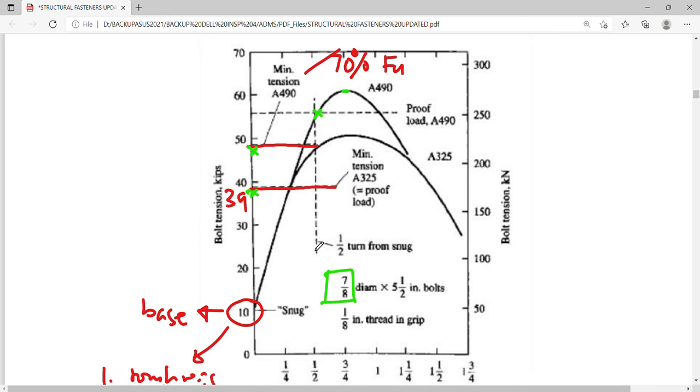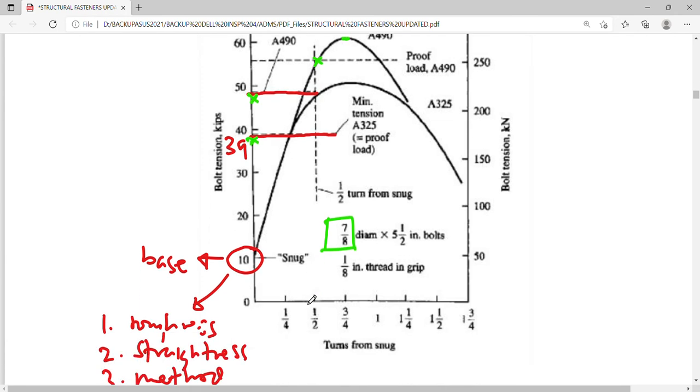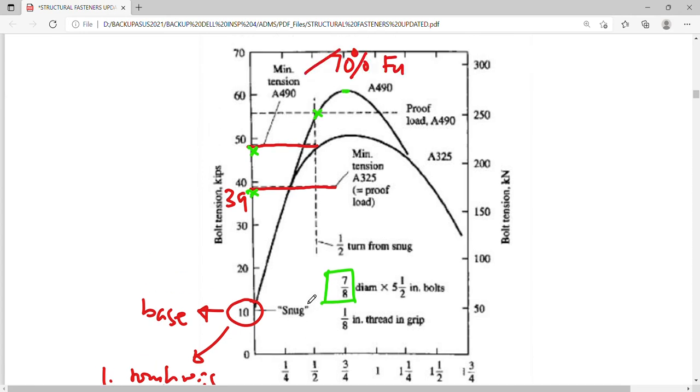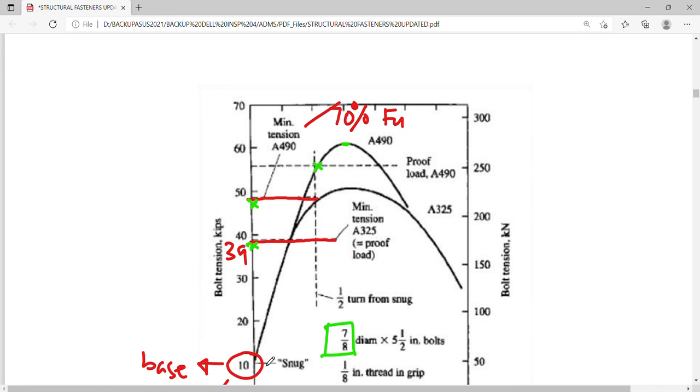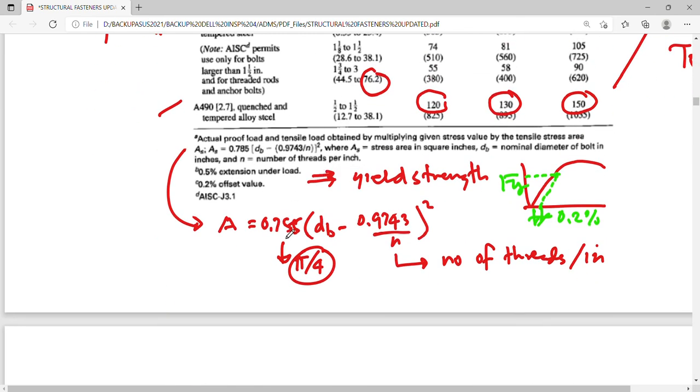So if you are tightening it, assuming that your number of turns is actually within the range of 1/2 turn from the snug, so we are referring again on the basis of the snug tightness, then we can never be sure that this will not be very, very near to this, which is a very dangerous situation when it comes to bolted connections. That's why the AISC gives you only a 70% allowance to make sure that your minimum bolt tension, which is normally also the basis of your proof load, is safer than the actual proof load value obtained from this formula here. Okay, so this formula here.